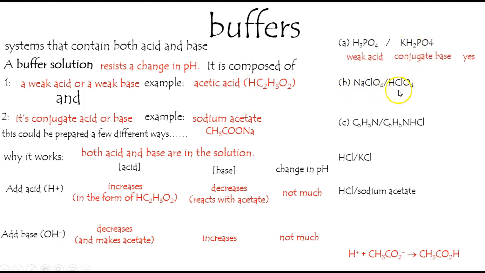Sodium perchlorate and perchloric acid. Well, sodium perchlorate is the conjugate base of perchloric acid. That's what would happen after you add, say, sodium hydroxide to it. You will get sodium perchlorate and water. So, yeah, it's looking good. Hold on. Perchloric acid is a strong acid. So if any of it formed, it would dissociate 100%. So that does not belong.